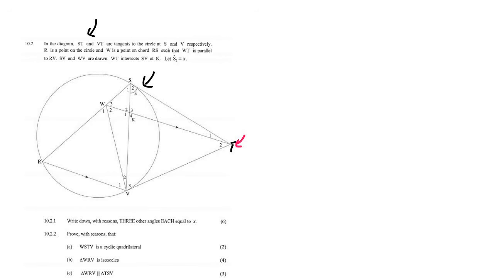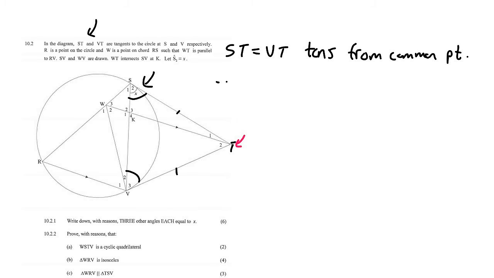That's a T. So we can say that the line ST is the same as the line VT. That's because of tangents from a common point. That's a theorem. So these two are the same. That means that these two angles must be the same. Therefore, angle V3 must be the same as angle S2 because of angles opposite equal sides. Okay, so we found one angle so far.